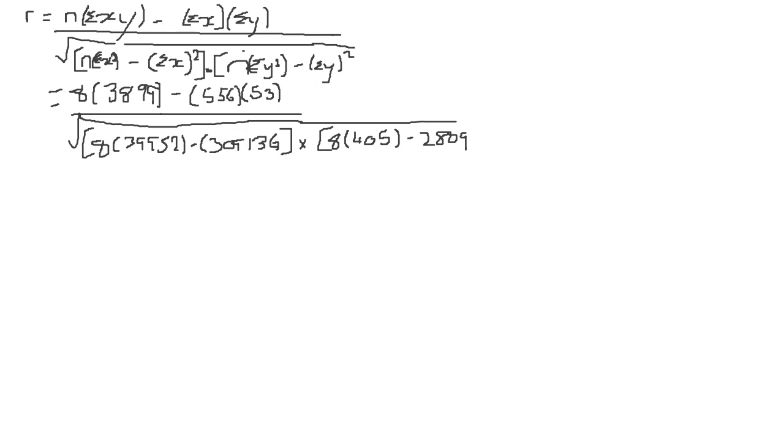Okay, let's do it step by step, starting with the top. If you all want to work it out with me, what is 8 times 3899? And then if you multiply 556 by 53, you get 29,468. Okay, first step done.